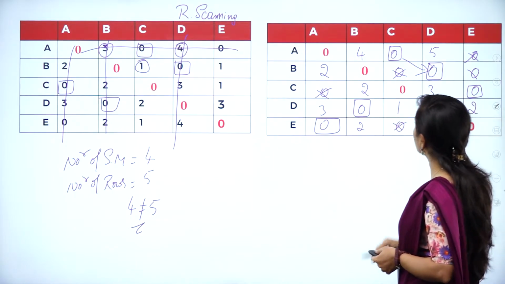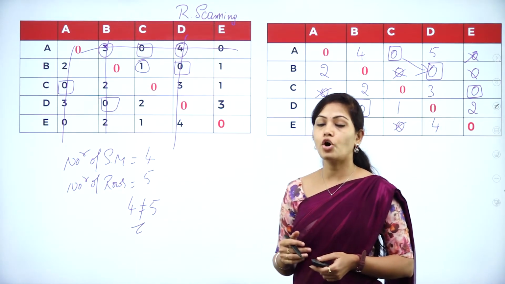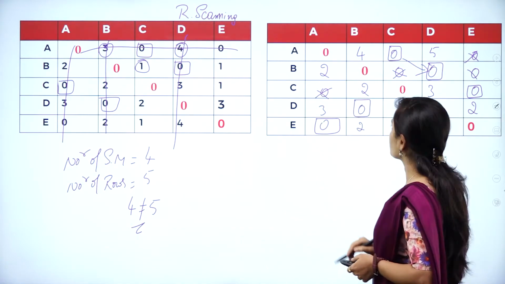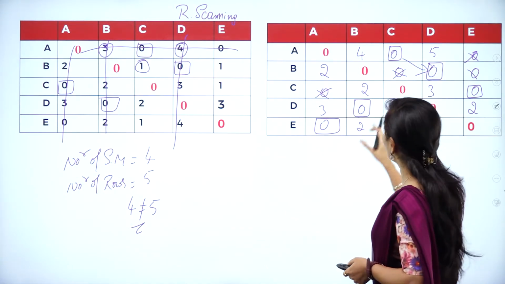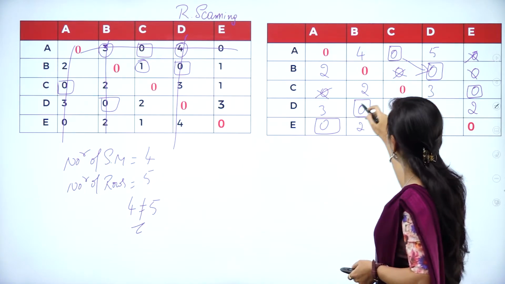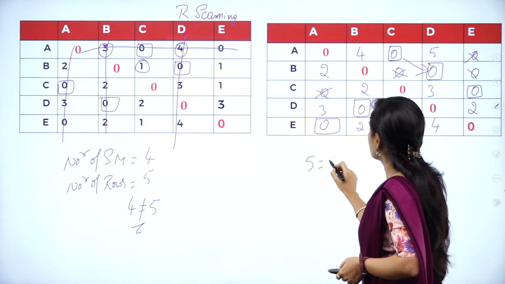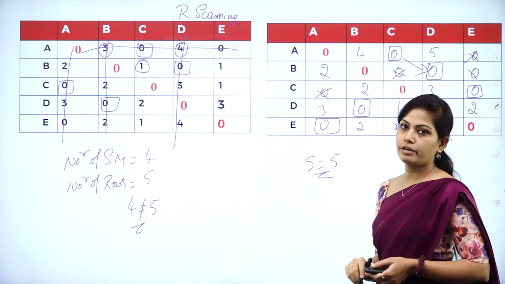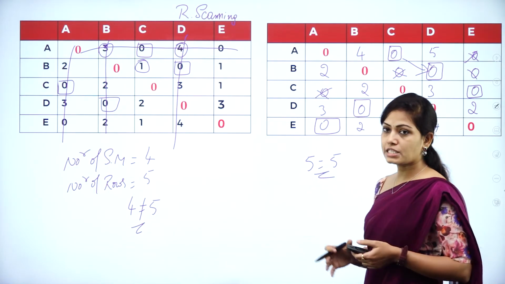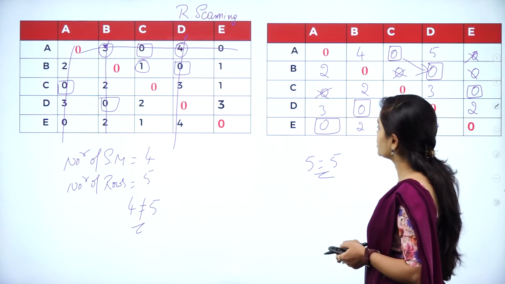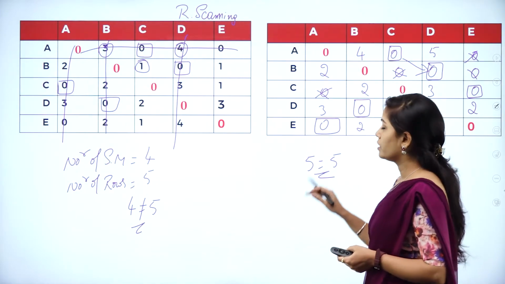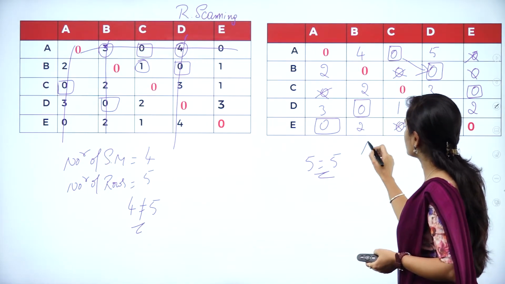So now you can cross verify whether it is satisfying the optimality condition or not. The number of square marks should be equal to the number of rows. So 1, 2, 3, 4, 5. So 5 equals the number of rows, also 5. So now it is satisfying the optimality condition and next we have to check the assignment.